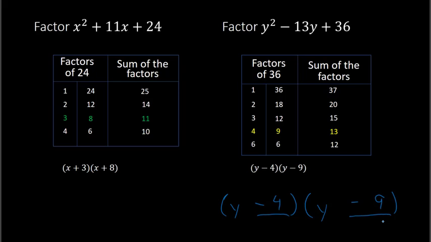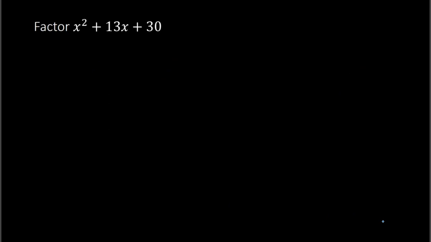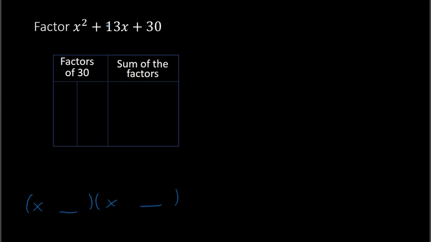Now I'm going to finish this lesson with 3 more examples. First, we have x squared plus 13x plus 30. So once again, I know that this will factor to be x, and then a number here and here. So to figure out what numbers go there, I need to find two numbers that multiply to get 30 and add to get 13. So what numbers multiply to get 30?